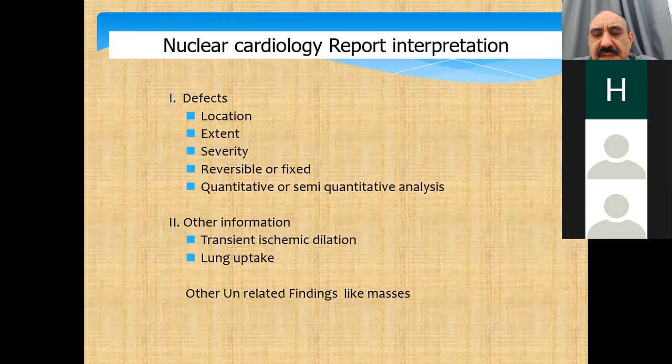Other important information to include is the phenomenon of transient ischemic dilatation, which is a marker of triple vessel disease or ischemia, and also lung uptake. Usually in nuclear cardiology, sometimes we find extra-cardiac findings like masses, like a breast mass or a liver mass or a gastric mass, and that should be included in our report.